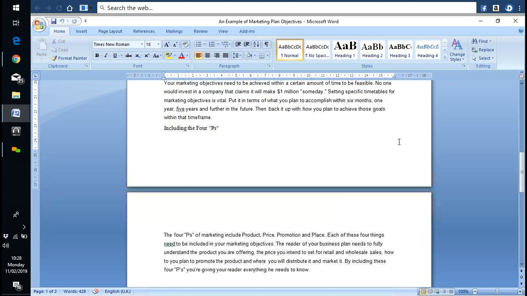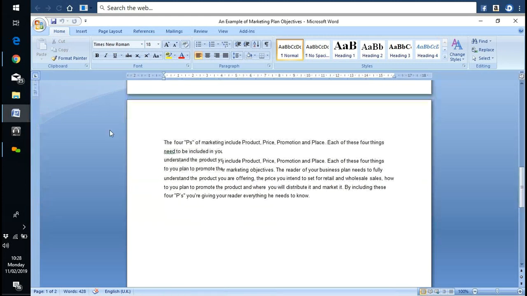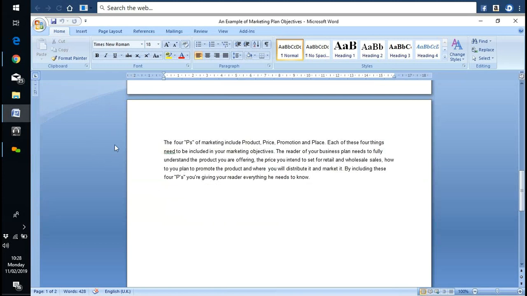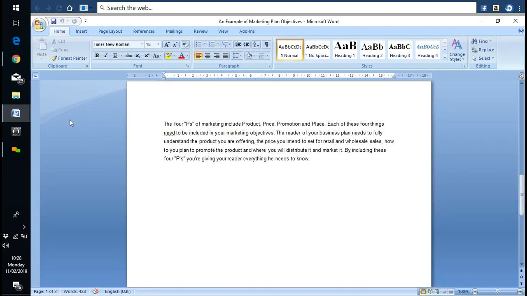Including the 4 P's. Now, 4 P's of marketing, if you've done any marketing work at all, you'll know exactly what those are: product, price, promotion, and place. Each of these 4 things needs to be included in your objectives. So, what is the product or service? What is its price? How are you going to promote it? And where is it going to be sold?